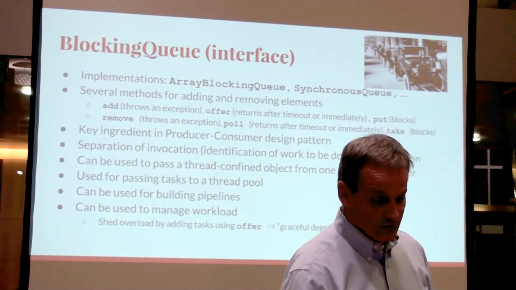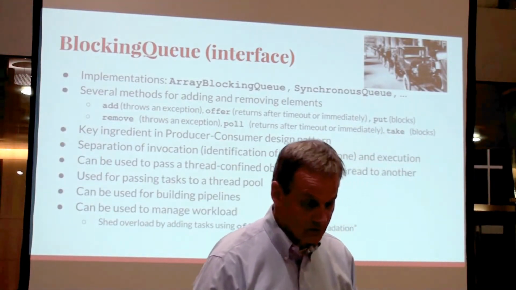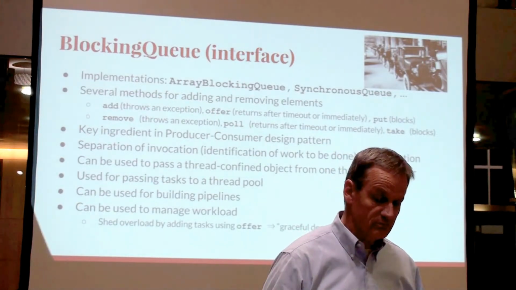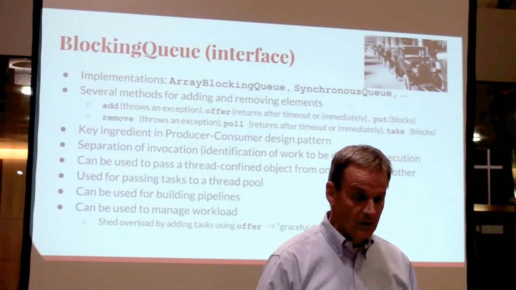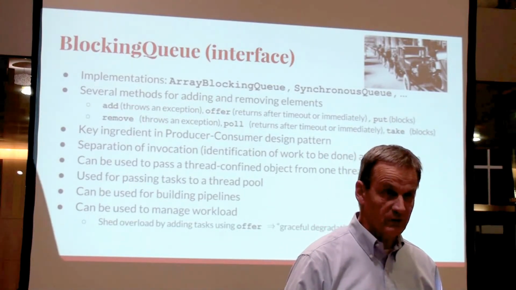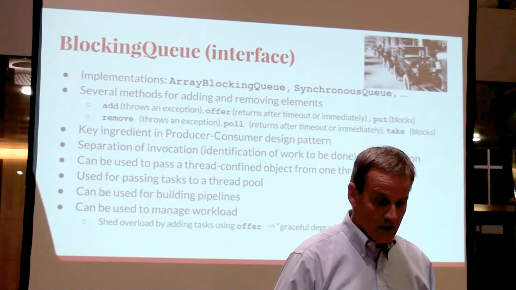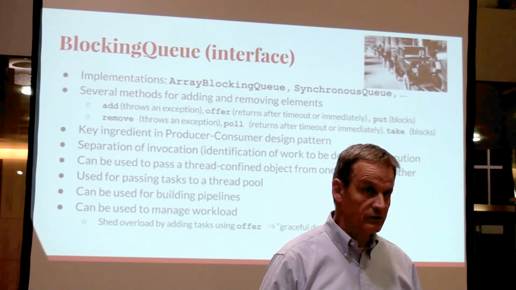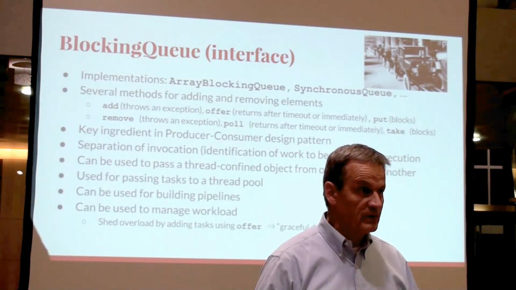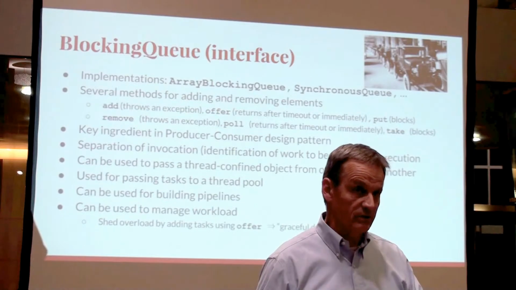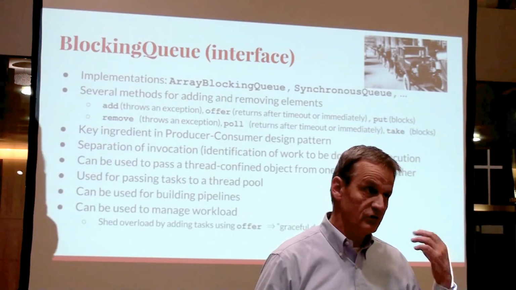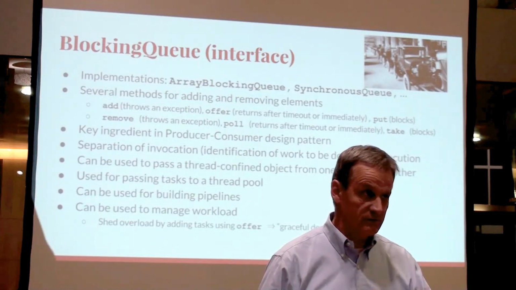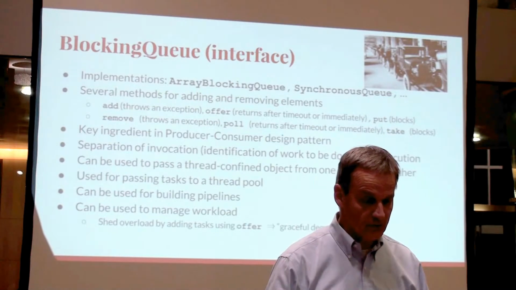It's a very important ingredient in the producer-consumer design pattern, which is used everywhere, and the producer-consumer pattern is an important ingredient in other more complex patterns. It allows for separation of invocation and execution. You can say, I want this done, without having to say when it's done or by whom it's going to be done. And then you just put it on the blocking queue, and then some other thread will eventually execute a task. So you can put tasks onto the blocking queue.